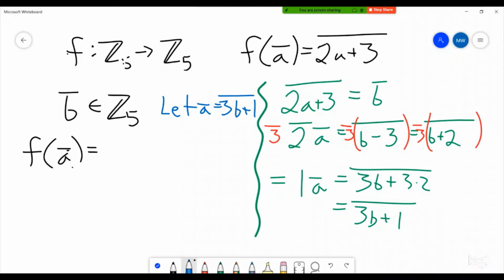And now we're going to just plug that in, and through doing some work, you should be able to conclude that this is going to be equal to the class of b. Does that make sense as to how that works for everyone? Does anyone have questions with that?